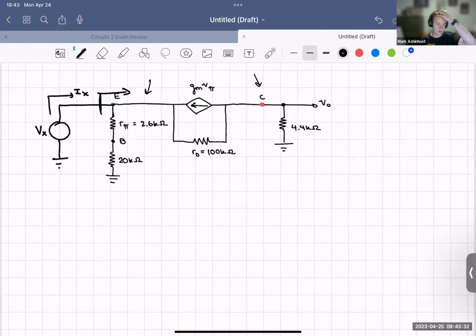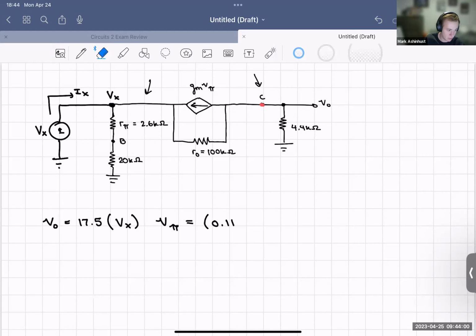So we can use our previous equation where we know that V out is equal to 17.5. And in this case, it's not VE, it's going to be Vx, because we'll see that Vx will be here. They're the same thing in this case. And then we can also use the other equation we already wrote, we knew V pi was equal to negative 0.11 VE. So we could do negative 0.11 Vx again, just like we did for V out.